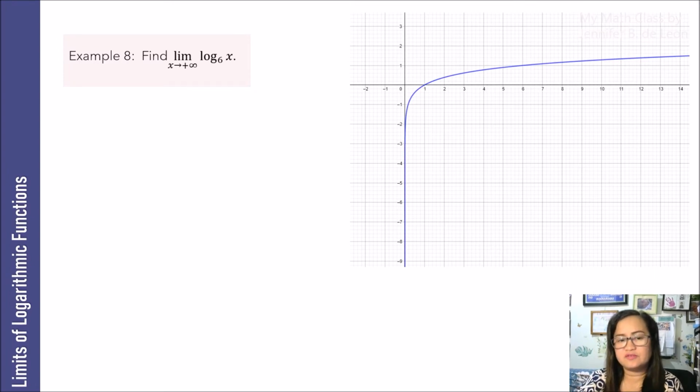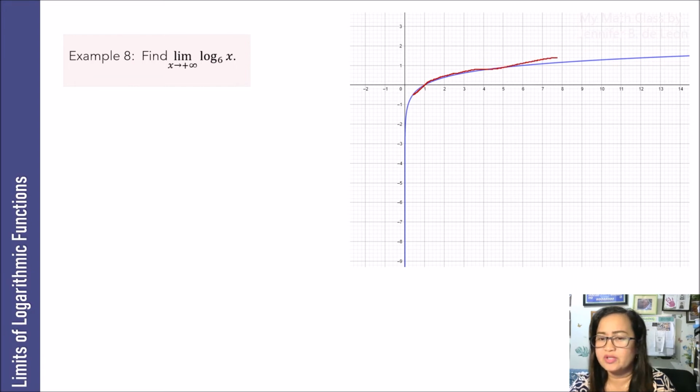Now let's have the limit of the logarithm of x to the base 6 as x approaches positive infinity. It's easier to use a graph in evaluating these limits. Now consider that the value of x increases without bound. So here is the tracing. Will there be a time that it will stop? There's none. So that means the value of f of x increases without bound. So the answer is positive infinity.